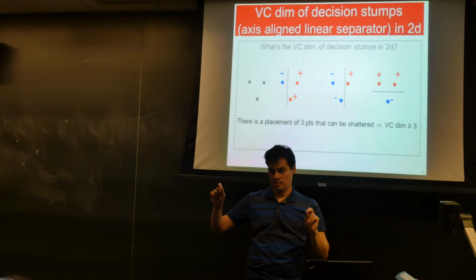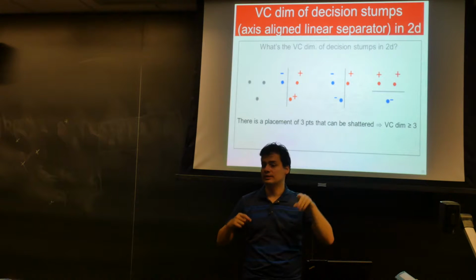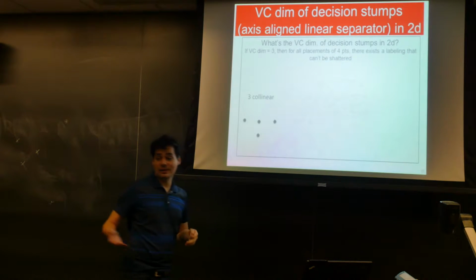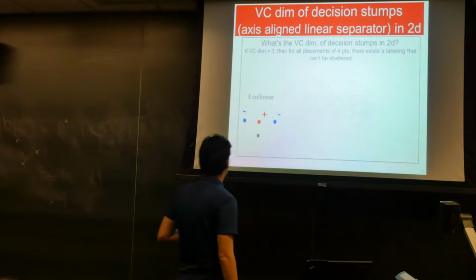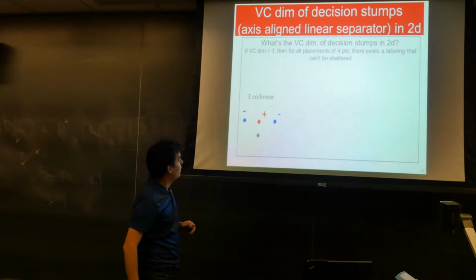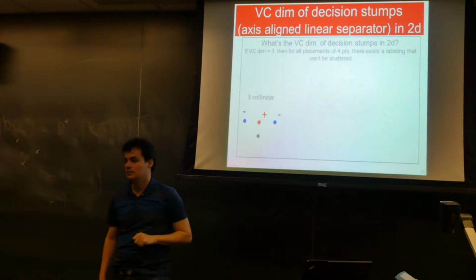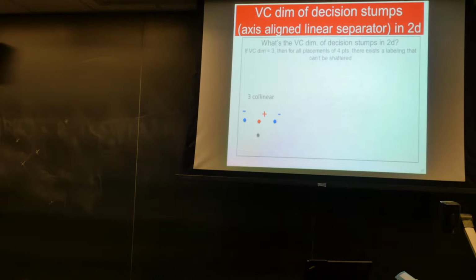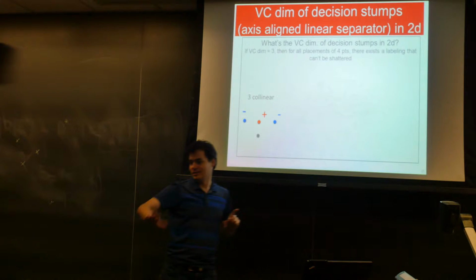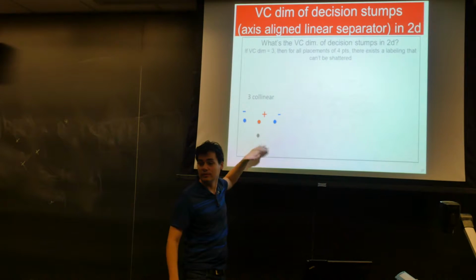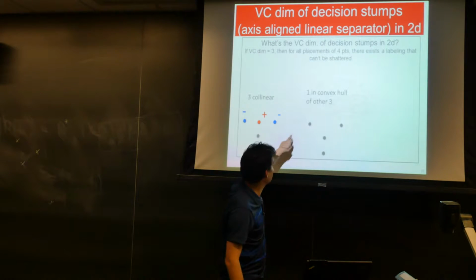If I can choose 4 points such that on those 4 points I could also see the 2 to the 4, 16 different behaviors, that would mean that the VC dimension is at least 4. So let's see if we can find those 4 points. For example, what happens if these 4 points look like this? Then if I choose the labeling like this, I wouldn't be able to classify these points with decision stumps. Yes? Wouldn't that imply, because it's a subclass of the linear classifiers and it already attained 3, that it's at least 3? Then let's assume we don't know the VC dimension of linear classifiers. I just want to see examples. But you are right. All right, so I can choose this labeling that I wouldn't be able to classify perfectly. What happens if the 4 points look like this?